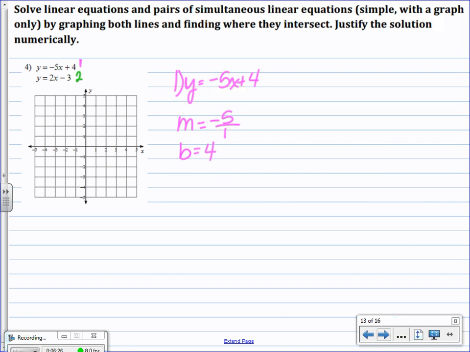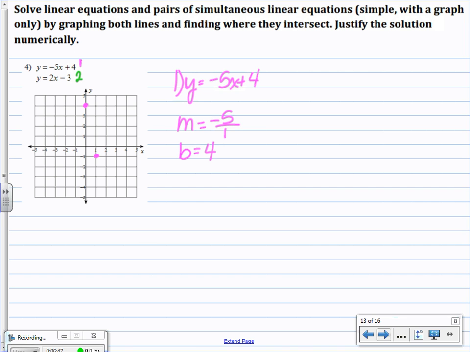So my y-intercept is negative 5. 1, 2, 3, 4, 5. Oh, my y-intercept is 4. See, I'm not perfect. 4. There we go. Slope is negative 5 over 1, so I'm going to go down 5: 1, 2, 3, 4, 5, and forward 1. Make a point, and then I need to make a line.